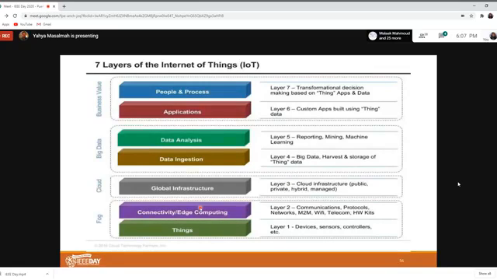This is an important model when we are talking about the Internet of Things. It's the same if you remember the ISO model or the network model. We have things at the beginning, layer one: devices, sensors, controllers. Layer two: communications, protocols. Layer three: cloud infrastructure. Big data in layer four: harvest and storage of things. Reporting, mining, machine learning in the fifth layer. So our big data is coming here, layers 4 and 5. We have layer 6: custom apps built using the things, think data. And we have the transformational decision making based on things or apps.